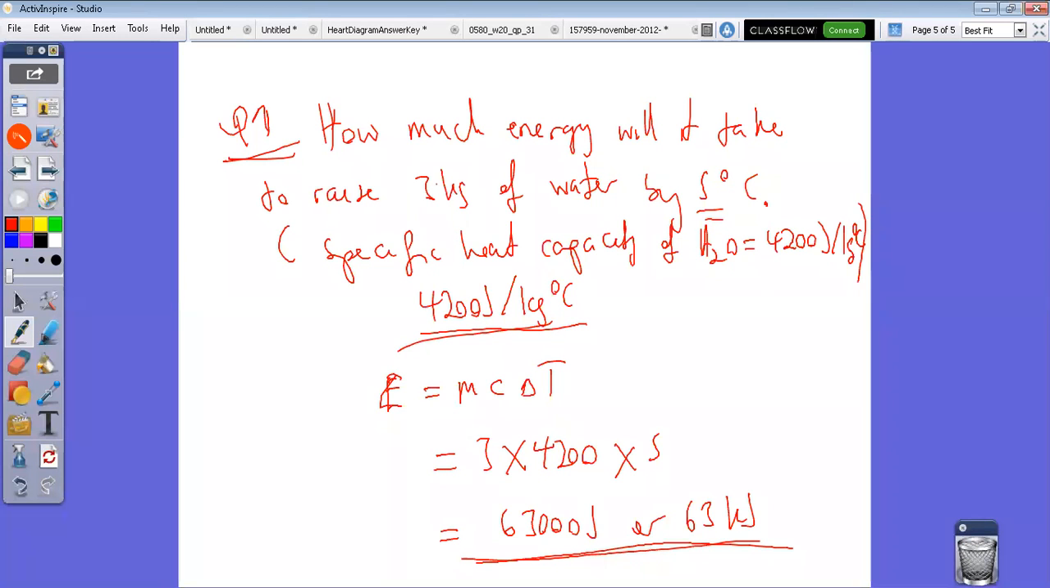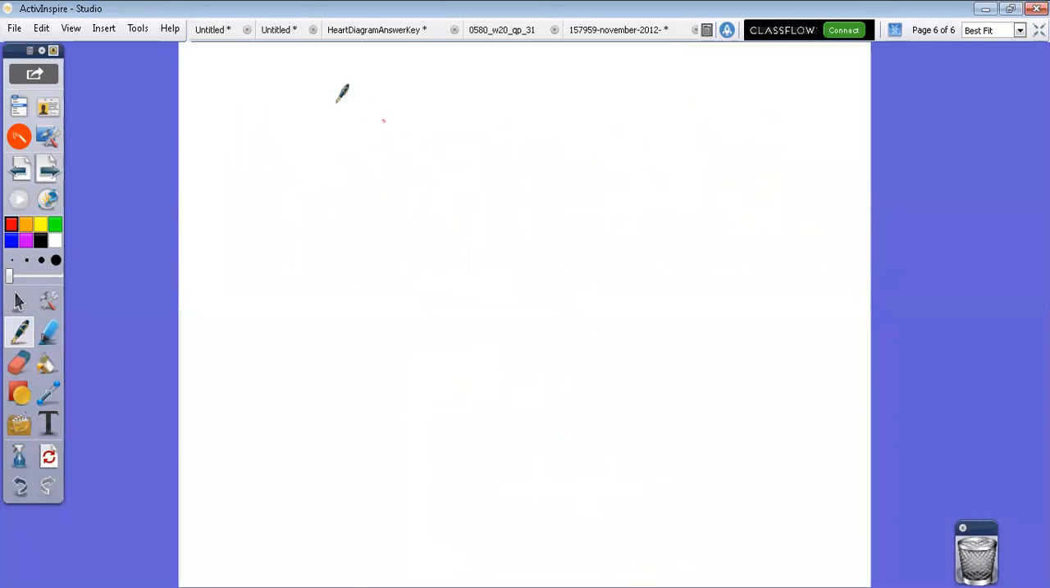Clear, clear. Let's look at another question. Question 2. It's good to do questions in your notebooks or wherever you write important notes. Now this one I want you to try. I'll give you 2 minutes.